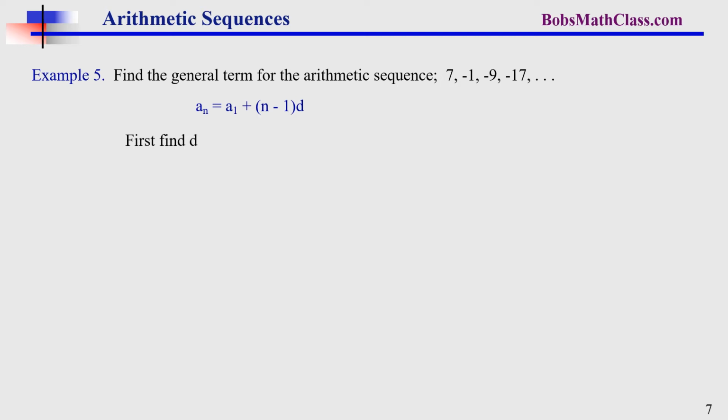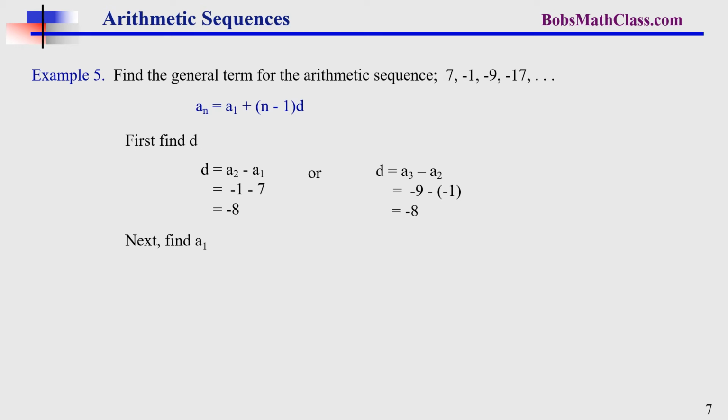Or you could see, what is it increasing or decreasing by each time? You could look at it and say, oh, it's getting smaller, isn't it? That means it's a negative. And how much is it getting smaller by? That's right, 8. So if you take a2 minus a1, that'll give you negative 8. Or a3 minus a2, that'll give you negative 8 also. So we have our d.